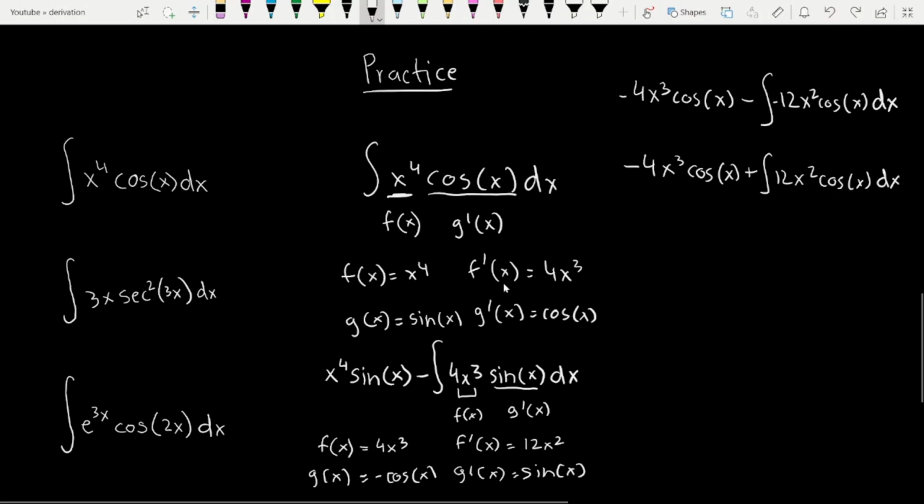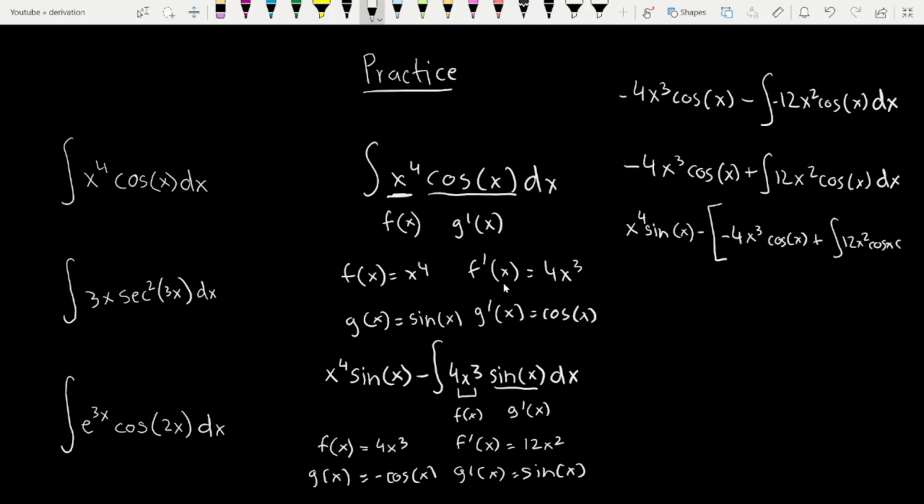Just to make it a little simpler. So this is going to be x to the power 4 sine x, then negative, and that integral gave me this part, negative 4x³ cosine x, and then positive 12x² cosine x dx. Okay, so I'm just going to solve that out. That is going to be x to the power 4 sine x, positive 4x³ cosine x, and that is going to be negative integral 12x² cosine x dx.